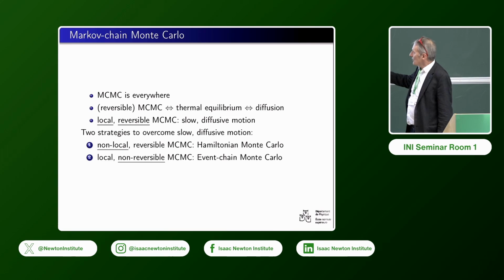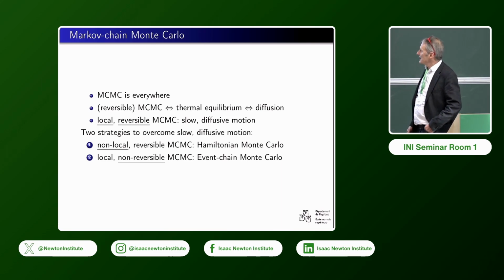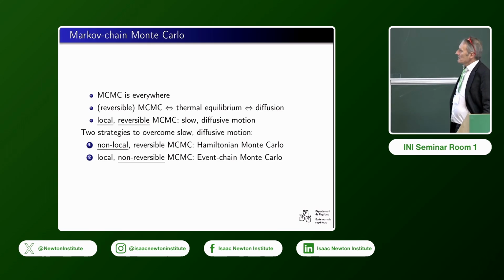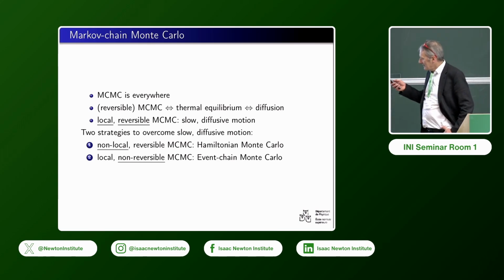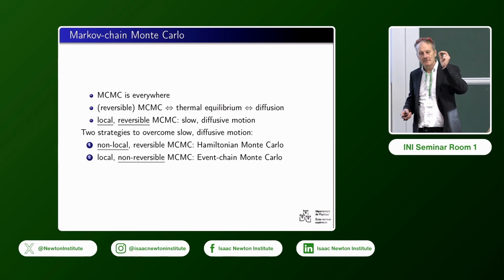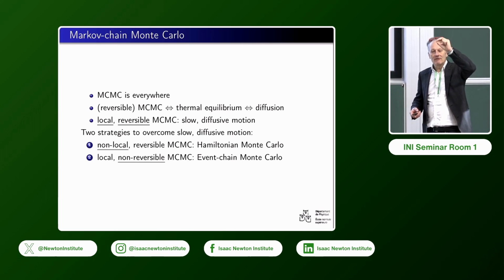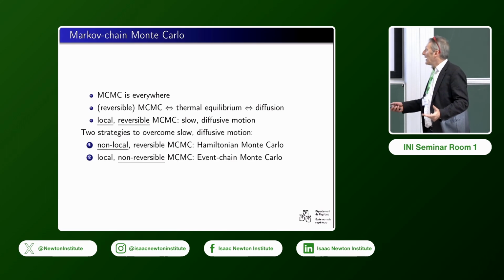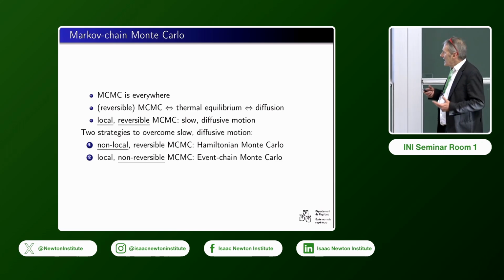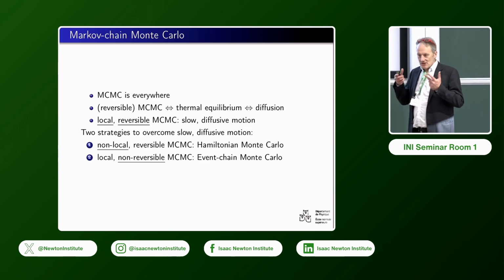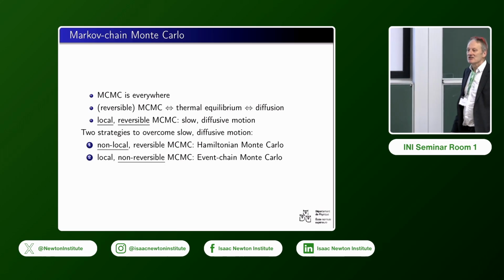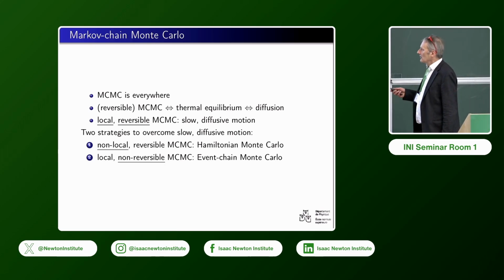So anyway, reversibility means thermal equilibrium means diffusion. And the local reversible Markov chain, so local, I will discuss that in detail a little later. As soon as you have a local Markov chain, that means you can only make very small changes, then you are bound to have diffusive motion, and that's slow. It's not true that every reversible algorithm is a slow algorithm. For example, look at the cluster algorithms that have been extremely powerful, but they are non-local.